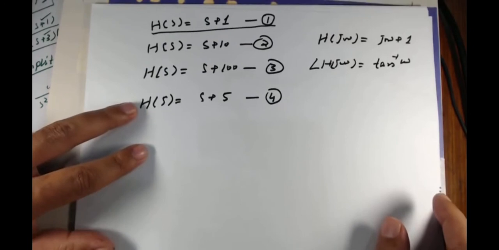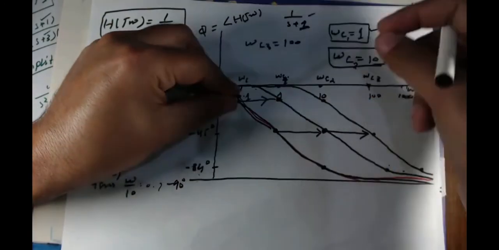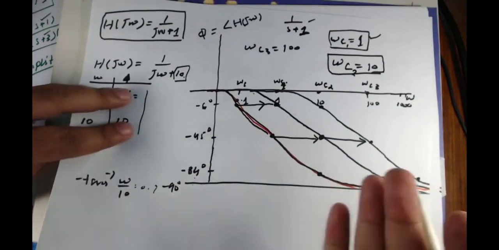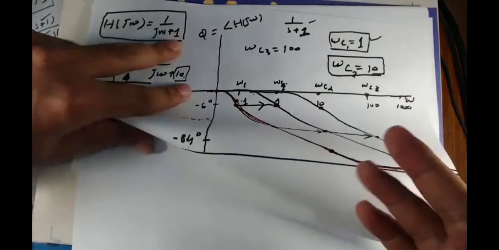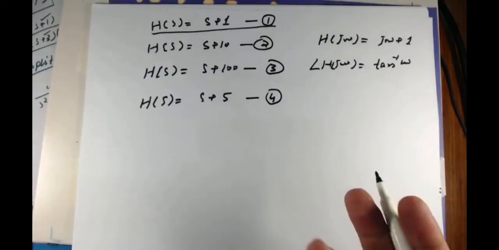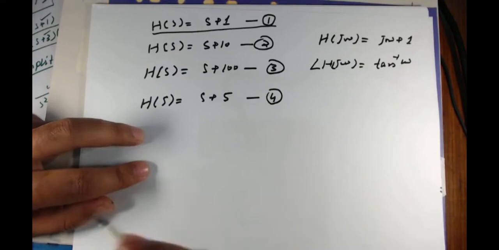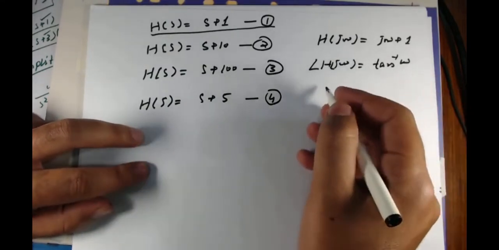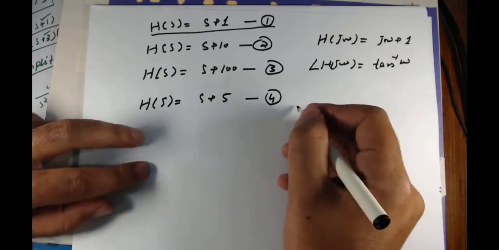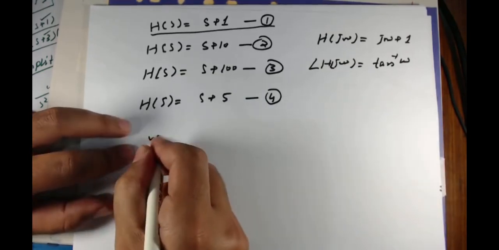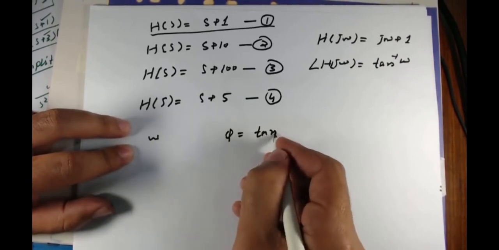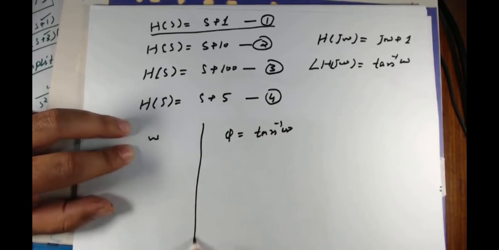I know you can simply draw it by symmetrically shifting this plot over here. But for those of you who don't understand how to flip this, just draw that table and find out those three frequencies and the corresponding angles. So this is tan inverse of omega. Say here we have omega and here we have phase, which is equal to tan inverse of omega. You draw this table.